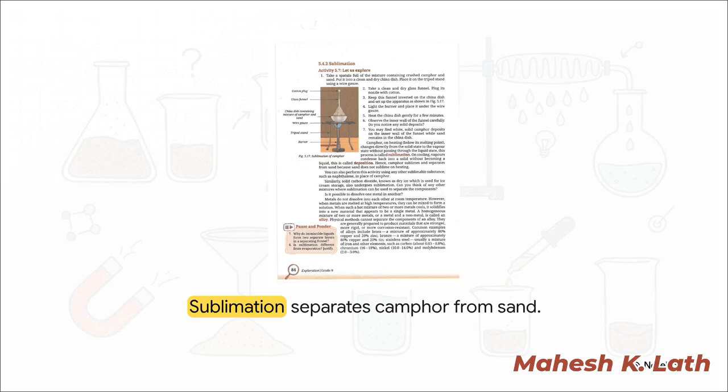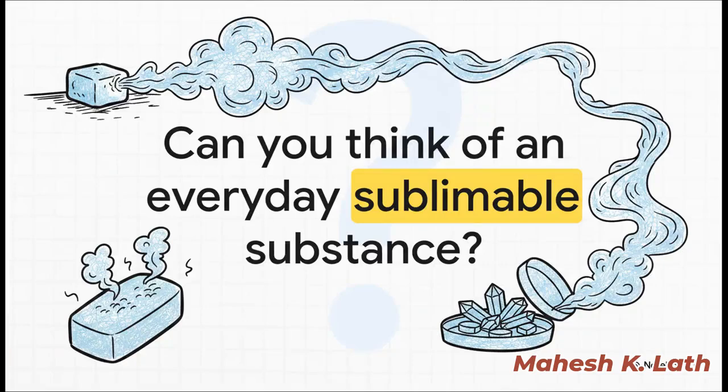If we trap that vapor using an inverted glass funnel with a cotton plug at the top, the vapor hits the cooler upper walls and undergoes deposition, turning right back into pure solid white crystals of camphor. Camphor is a really neat laboratory example of a sublimable substance.